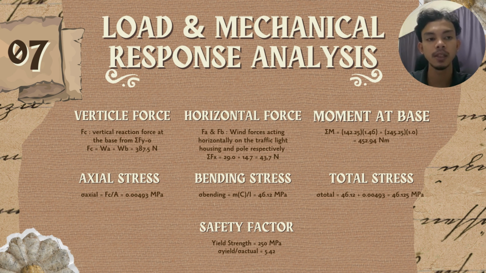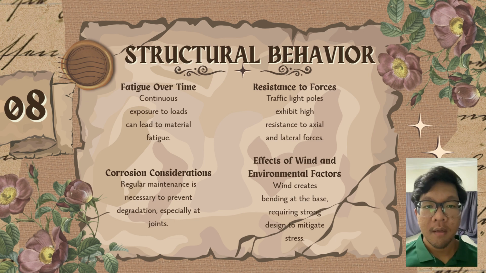46.12 megapascal. So the total stress of the axial and the bending stress is 46.125 megapascal. With the material strength of 250 megapascal, the safety factor is 5.42, which means the structure is safe and strong.